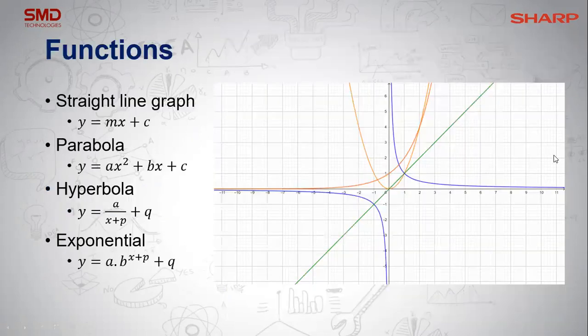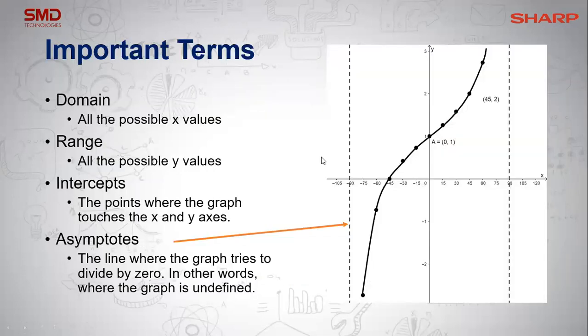Okay, so the functions that you need to cover for grade 10 and 11 are your straight line, which they did in grade 9, the parabola, the hyperbola, and the exponential graph. Now, these are all your matric final questions. Oh, thanks, Fazika. I'm glad you're okay. Awesome. Right. So, some important terms just to make note of: domain and range.